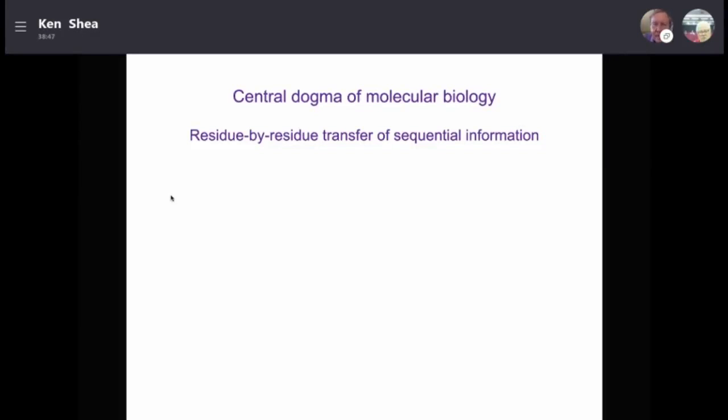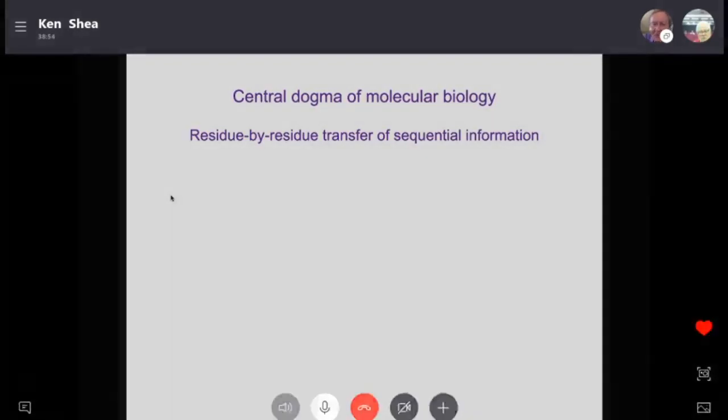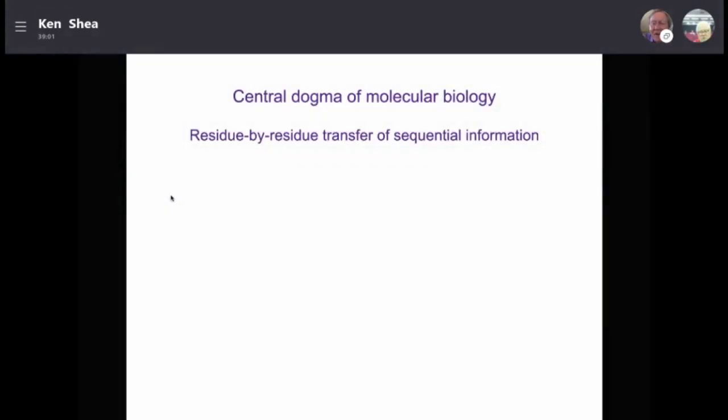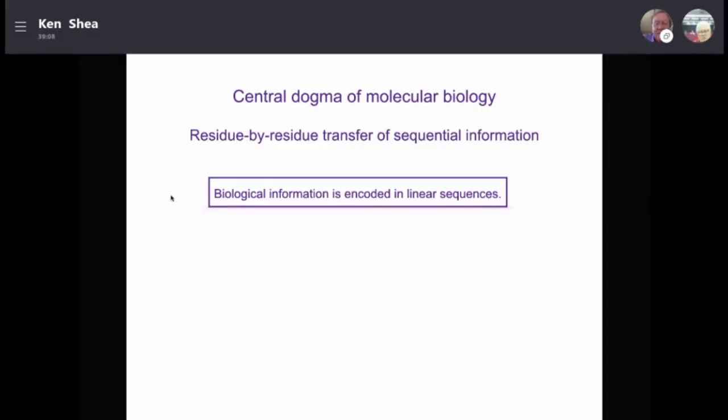And now we have to address what seems to be a conflict with the central dogma of molecular biology. That is, in molecular biology, there is a residue-by-residue transfer of sequential information. And so the central dogma consists of the fact that biological information is encoded in linear sequences.